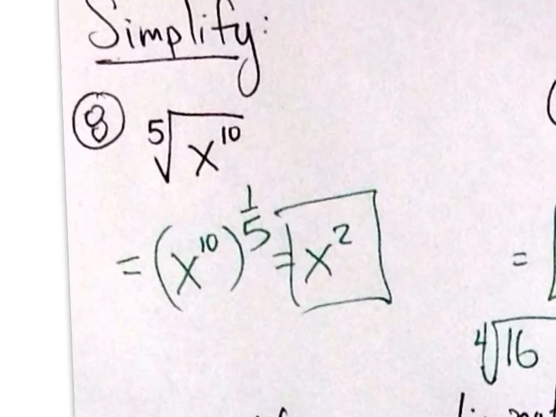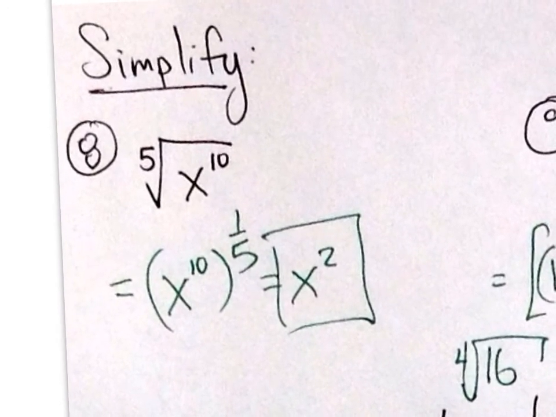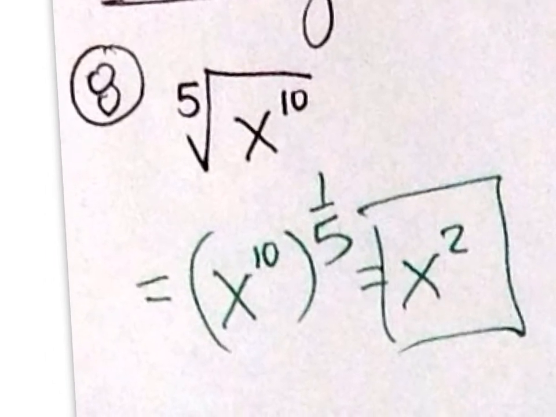Got all this beautiful work. Alright, so we're simplifying, we have square roots again. What am I saying? I'm saying fifth root is the same as the 1/5 power. So this is like x to the 10th to the 1/5. And here we have exponent to exponent, so we multiply. 10 times 1/5 is 2. This is x squared.